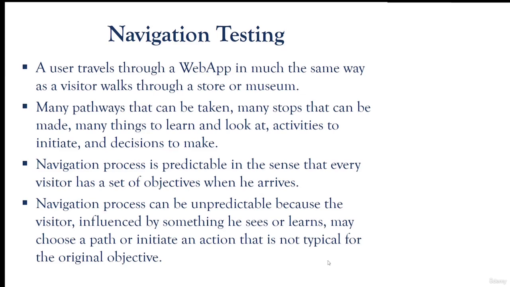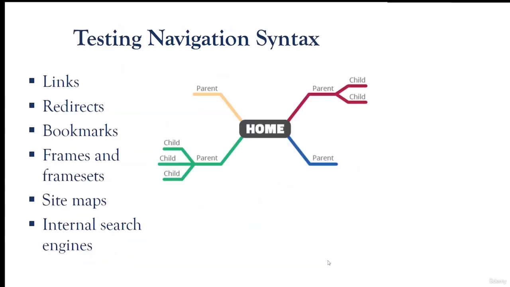You need to make sure that the navigation process is predictable in the sense that every visitor has a set of objectives when he arrives. And the navigation process can be unpredictable because the visitor is influenced by something he sees, or a learner may choose a path or initiate an action that is not typical for the original objective. So these are the things you must keep in mind when you are doing navigation testing.